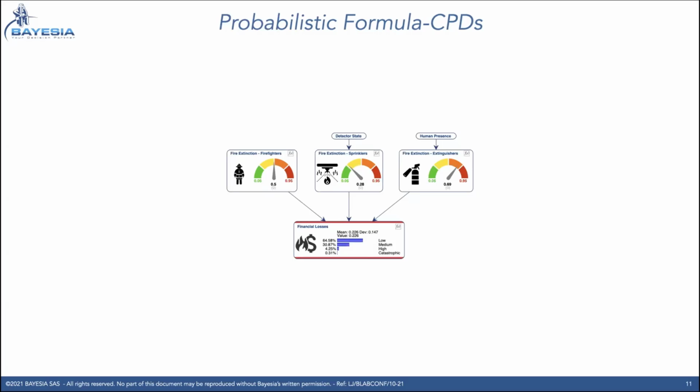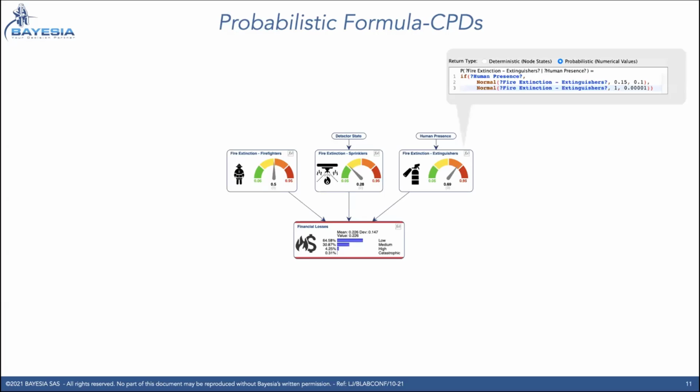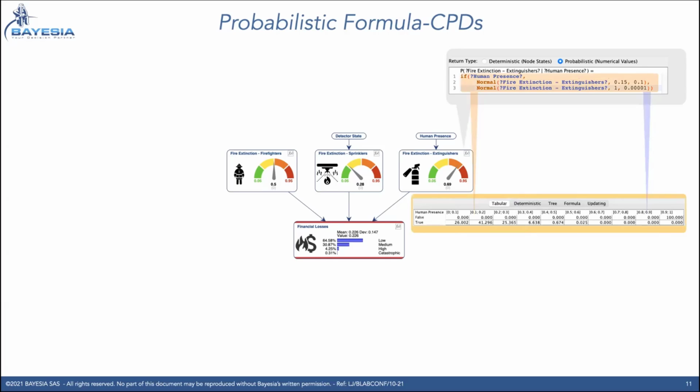And here, this is an example with probabilistic formulas. So I have here financial losses that depend on fire extinction with the firefighters, with the sprinklers, and with the extinguisher. And here I'm describing a conditional Gaussian. So depending on the Newman presence, I have two normal distributions, right? So by using this formula, I can generate this distribution, right?